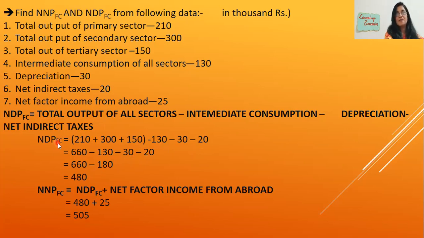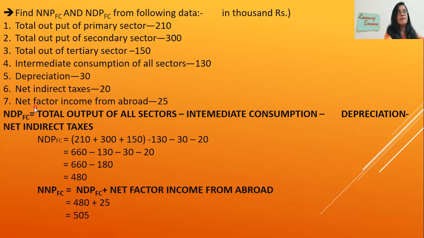This is domestic income. And now we have to change domestic income into national income. For that, what do we do? We have to change domestic into national. We add net factor income from abroad, and net factor income from abroad is given as 25. So we take 25, and we get 505.